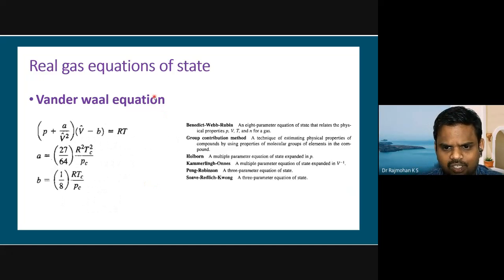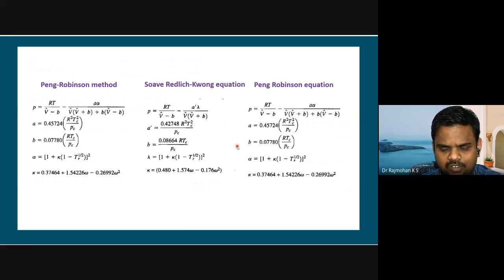Similar to the van der Waals equation, there are other correlations like the Benedict-Webb-Rubin equation, which is an 8-parameter equation that relates the physical properties PVT and N of a gas. And there is the Holborn method, the Kamerlingh Onnes method, the Peng-Robinson method, and the SRK method. These are some names familiar to thermodynamics people, where these equations are used depending upon the situation. Each model takes into account some parameters and is applicable to certain limitations. That can be referred to in the textbook by Himmelblau.